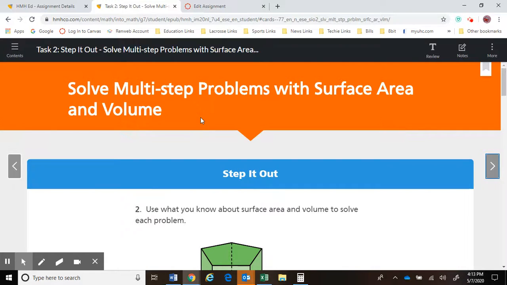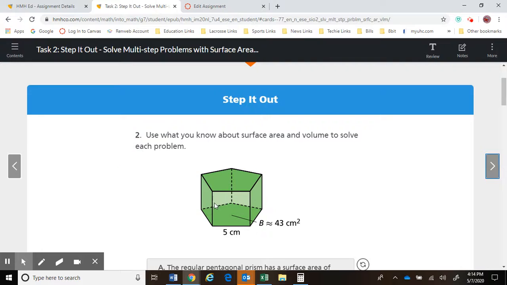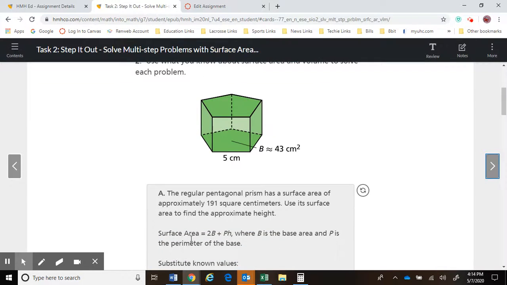All right, task number 2, solve multi-step problems with surface area. Okay, so what do we have here? We've got: use what you know about surface area and volume to solve each problem. All right, what's the base of this one? It's a pentagon. Okay, a regular pentagonal prism has a surface area of approximately 191 square centimeters. Use its surface area to find the approximate height.